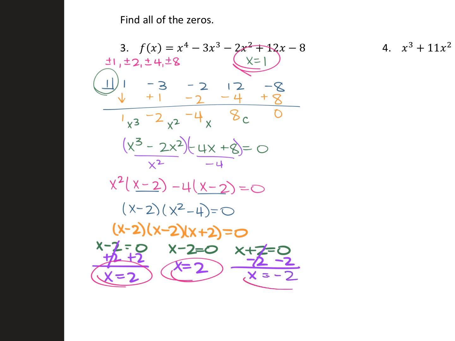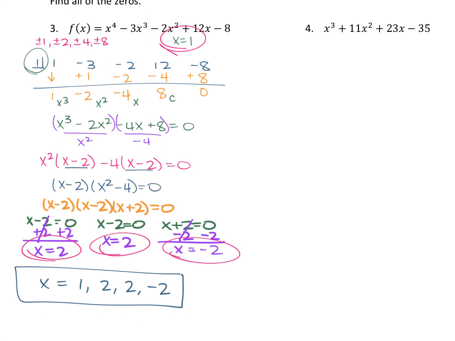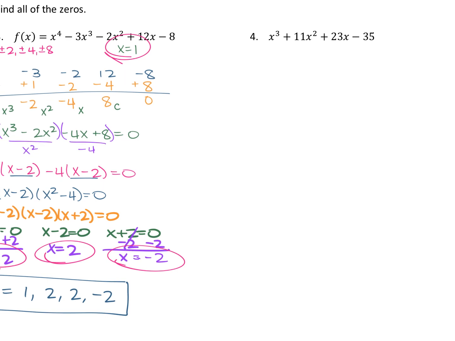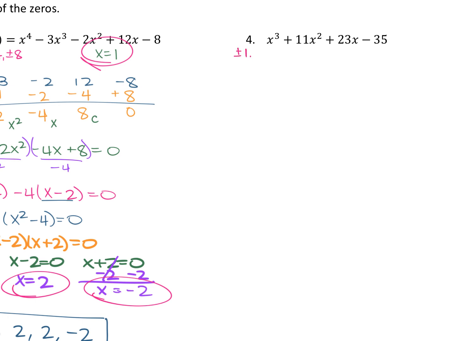There we go. So in your answer, you have that x is equal to 1, 2, 2, and negative 2. For number 4, you're given f of x, or 0, is equal to x cubed plus 11x squared plus 23x minus 35. Your factors of that negative 35 are plus or minus 1, plus or minus 5, plus or minus 7, and plus or minus 35.